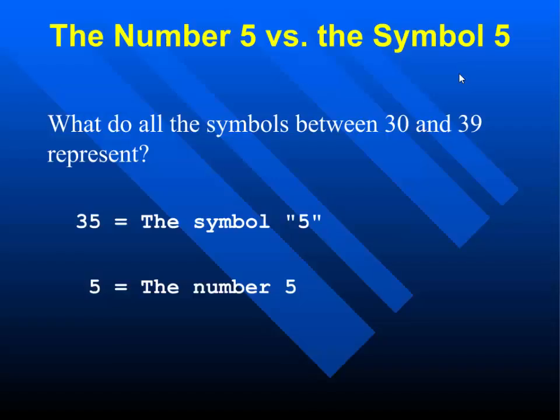I want to make this distinction between the number 5 and the symbol 5. They have two different values. If you look inside the ASCII table, you'll see that for the symbol or the character 5, it has an ASCII value of 35, where the number 5 is just 5 in binary, I guess. So what I'm asking here is, how can I take the symbol 5 and turn it into the number 5? What kind of math operation would you need to do that? Remember, these numbers here are in hexadecimal. You have to keep that in mind when you're working with this problem.